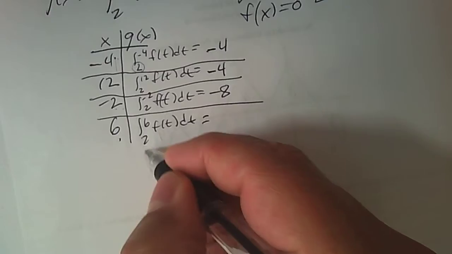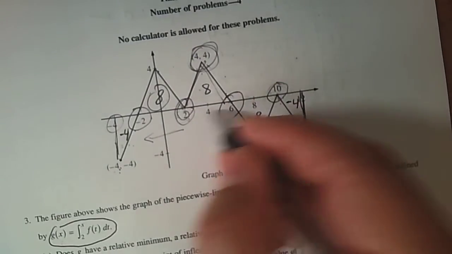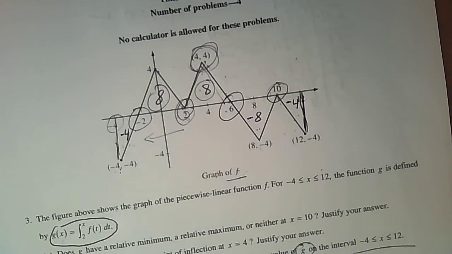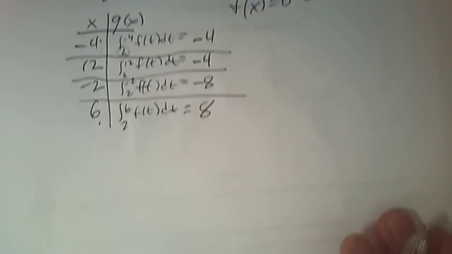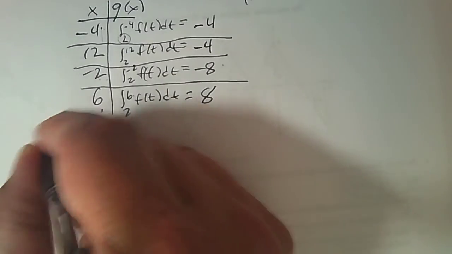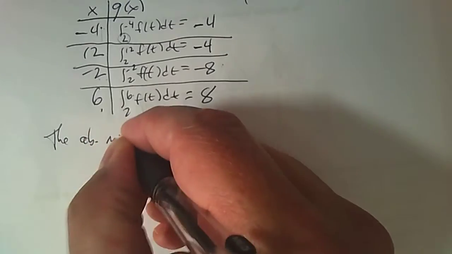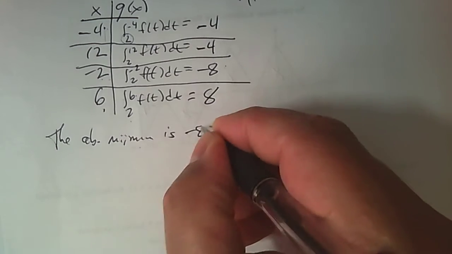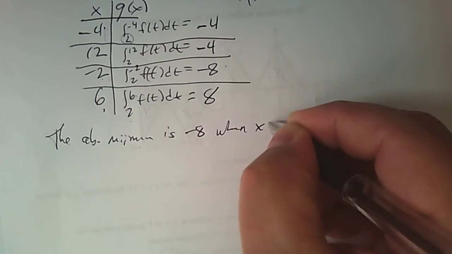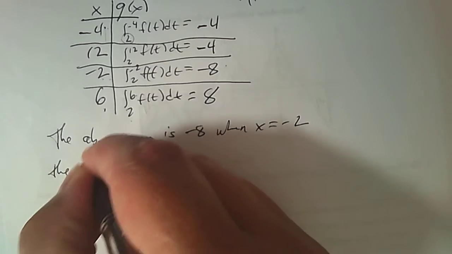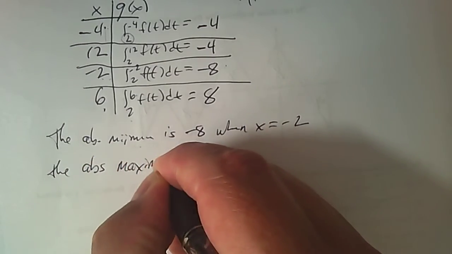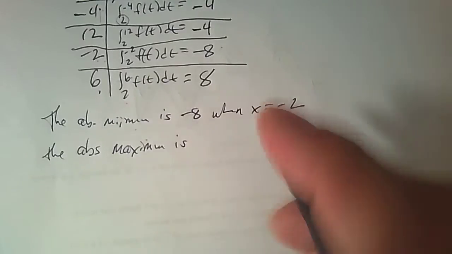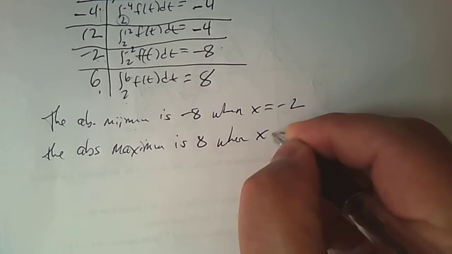Now the last one goes from 2 to 6. This is going in the correct direction, where the lower bound is smaller. From 2 to 6, I write down what I see, and that answer is positive 8. Now I can look. Where does my absolute minimum occur? And so the absolute minimum is negative 8 when x equals negative 2. And the absolute maximum is positive 8 when x equals 6.